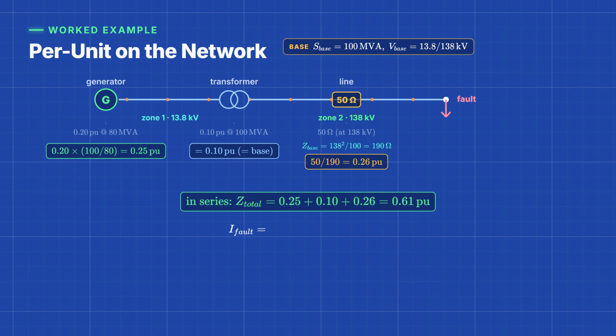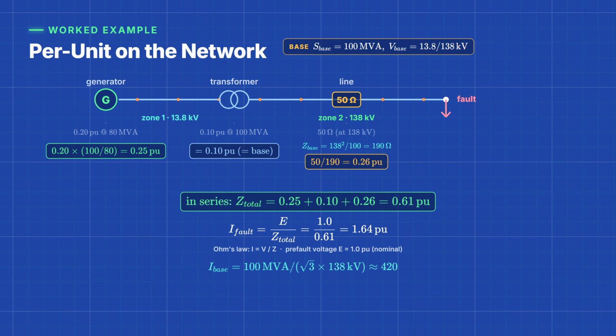That's just Ohm's law. Voltage over impedance. Before the fault, the driving voltage is 1 per unit. So the fault current is 1 over 0.61, 1.64 per unit. For real amps, the base current on the line is 100 MVA over √3 times 138 kV, 420 amps. Multiply, and the fault is 1.64 times 420, about 690 amps.